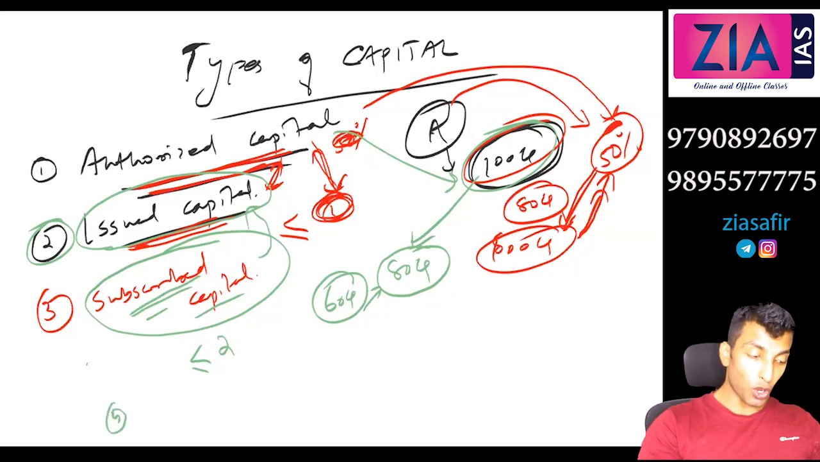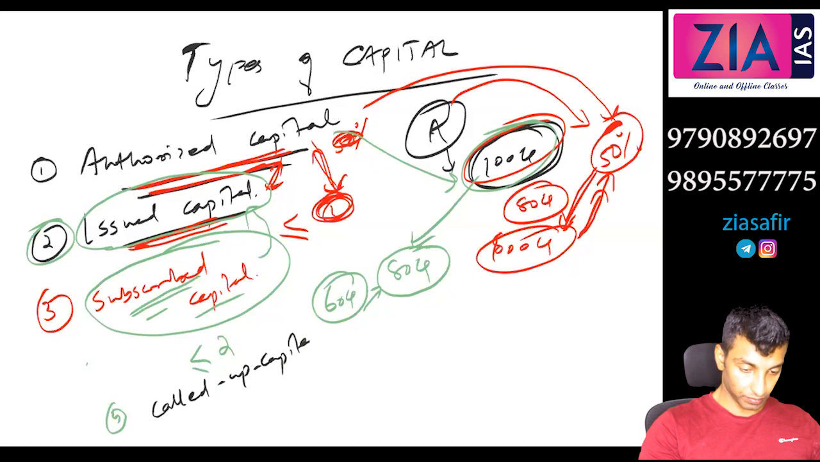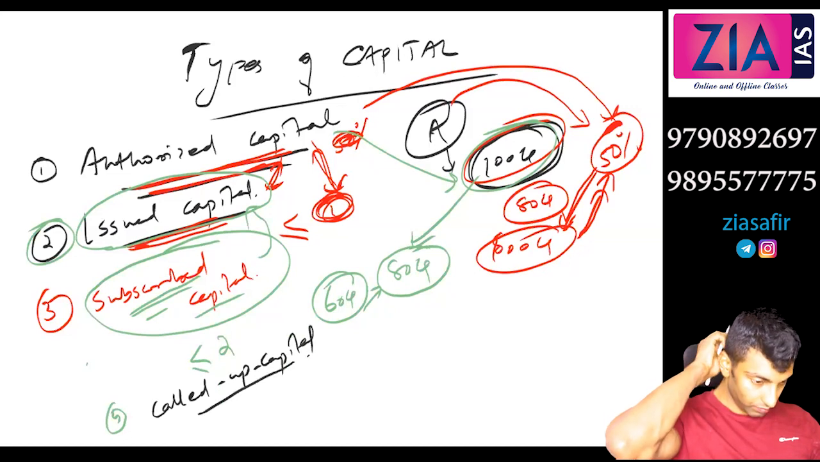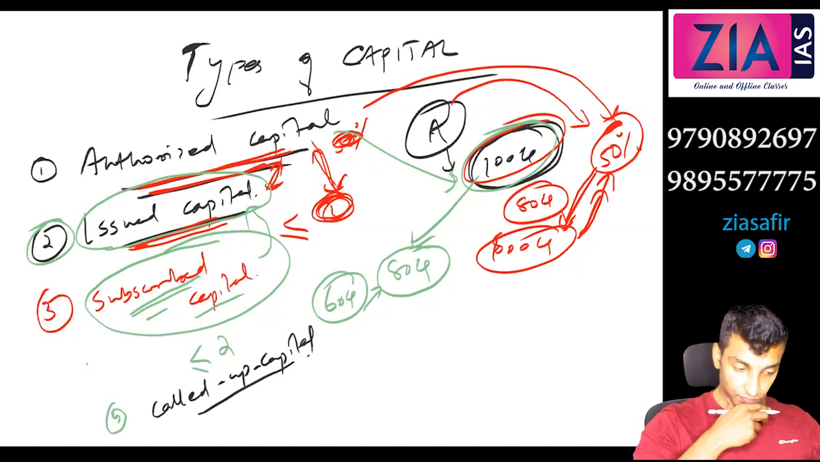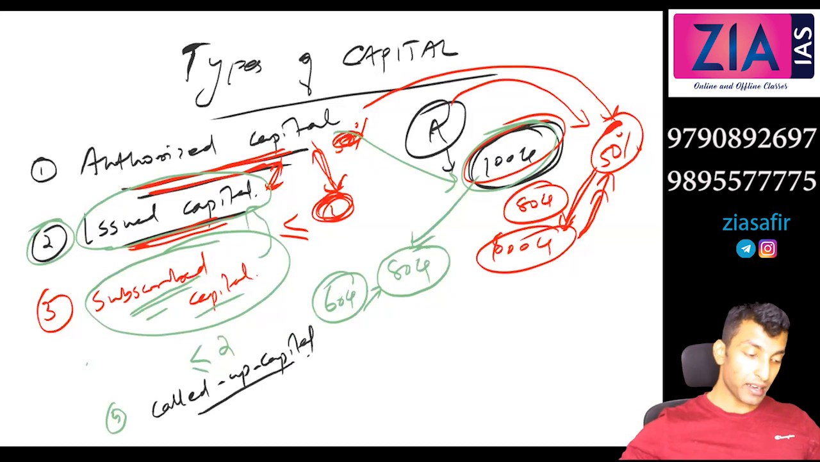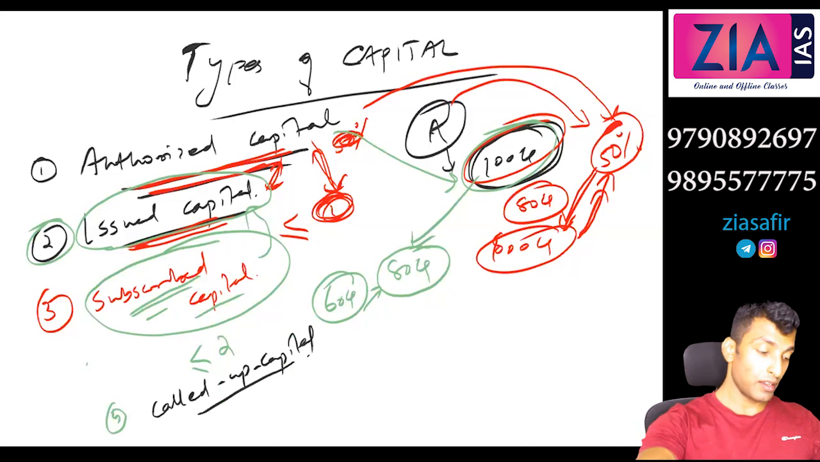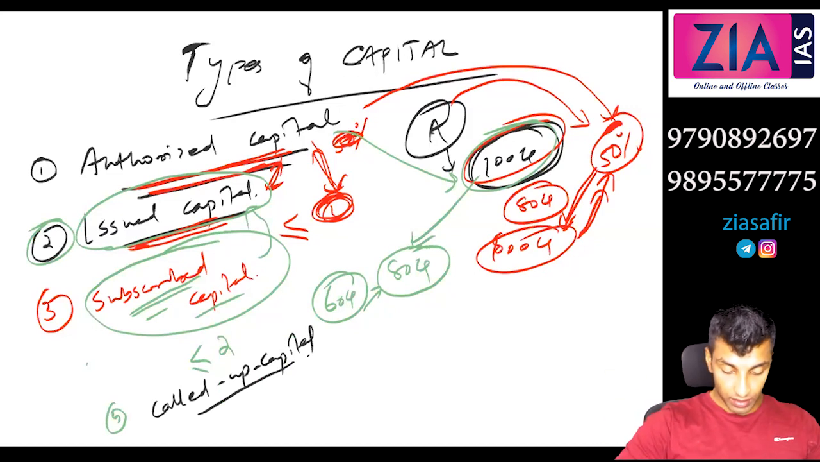Now fourth one you write called up capital. Right under that, it is a part of subscribed capital which is demanded by the company from the investors, in bracket you can write the shareholders, at any point of time.